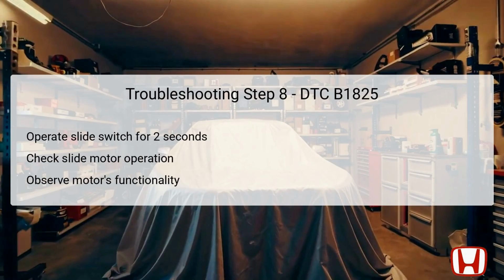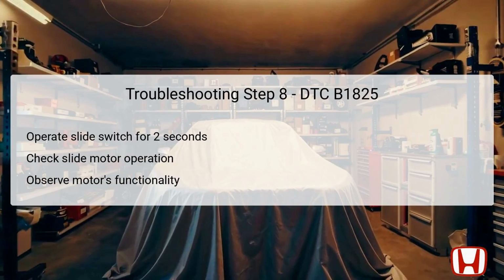This step requires operating the slide switch for 2 seconds while observing the operation of the slide motor. This test aims to evaluate the motor's capacity to run smoothly and respond to the inputs from the switch. A smoothly operating slide motor indicates that the power seat adjustment system is likely functional. However, if the motor does not run as expected or shows signs of struggle, it suggests potential issues within the motor or related circuit connections. Observations during this test are crucial for determining the next troubleshooting pathway.